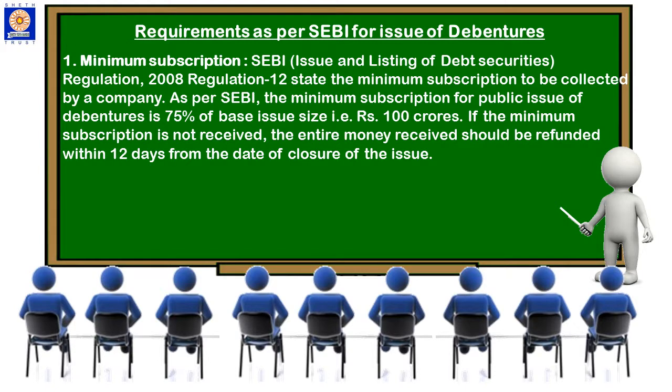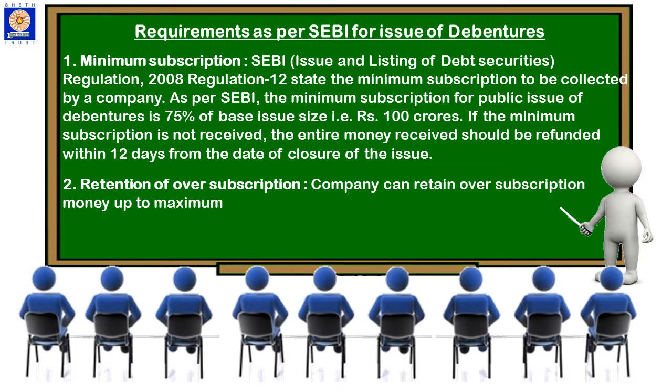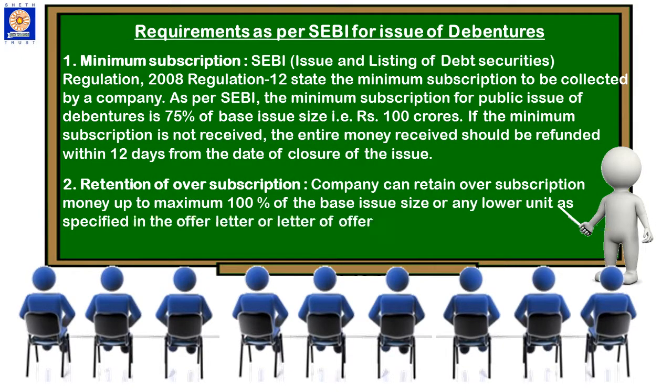Here, the provision is clearly stating that if the company fails to collect 75% of its debenture capital, then the company has to refund the amount within 12 days to the debenture applicants. Our second provision is retention of oversubscription.